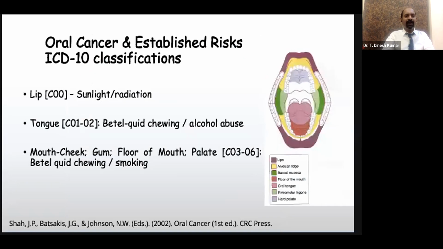We spoke about different etiological agents, but there are some agents which cause specific sites of oral cancer. For example, for lip cancer, the most common is sunlight and radiation. For the tongue, it will be betel quid chewing and alcohol use. And for the mouth, cheek, gum and other areas, of course, betel quid and smoking. So these are the site-specific etiological agents which are proposed.